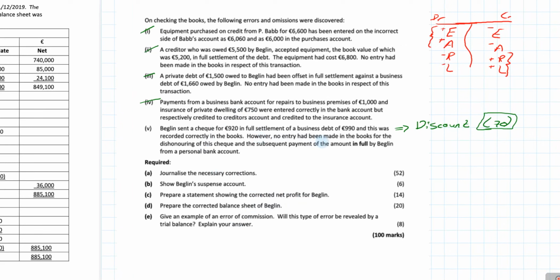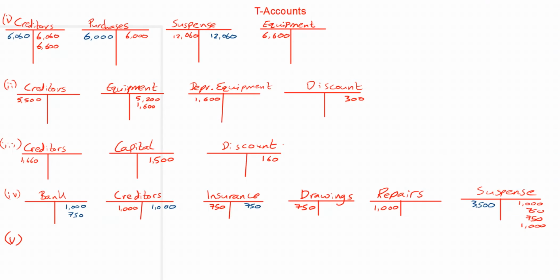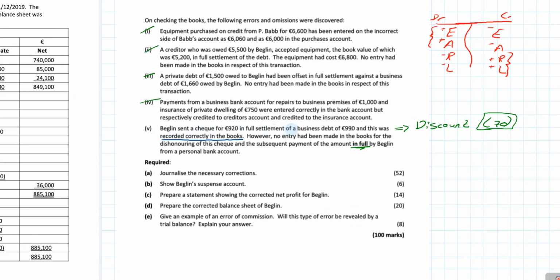However, no entry had been made in the book for the dishonoring of this check and the subsequent payment of the amount in full by Beglin from a personal bank account. Okay, so there's a lot going on here. The first thing we'd have to do is, this was recorded correctly in the book, so we'll go straight to the T accounts and put in the correct amounts. So if I sent money to creditors, our creditors are decreasing, so it's a debit on the creditors, and money is coming out of my bank account because it's a check.